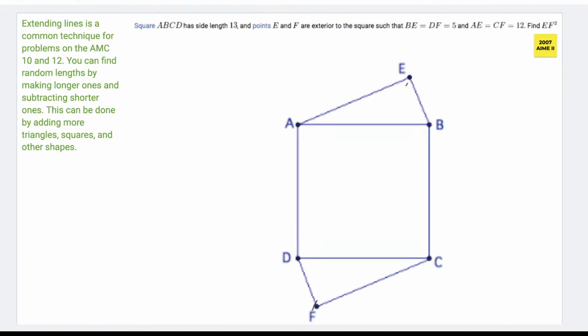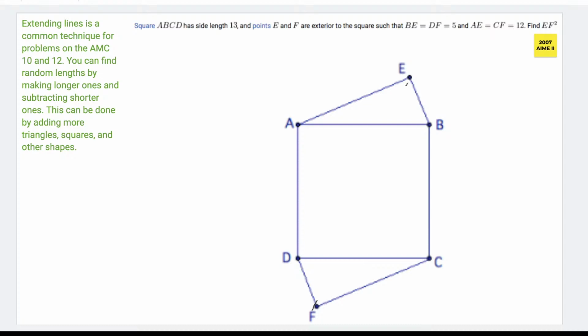Now the next problem, and this problem has a very elegant solution. It says, extending lines. It's a very common technique on the AMC 10 and AMC 12. For many complicated problems, before trying to apply theorems or doing anything in general, first try to draw stuff out and make it a very simple shape. And this example is the best example that you can find, supporting the idea. So you can find random lengths by making longer ones and subtracting shorter ones.